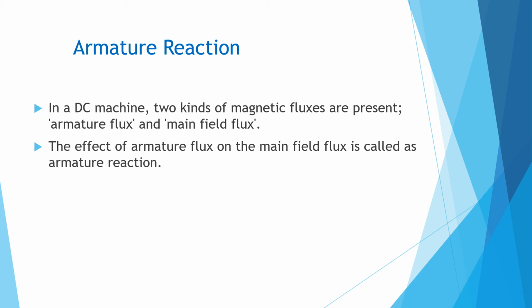Armature reaction. In a DC machine, two kinds of magnetic fluxes are present: armature flux and main field flux. The effect of armature flux on the main field flux is called armature reaction. There are two different magnetic fields. One is because of armature flux, second one is because of main field. When these two interact, then armature reaction comes into the picture.